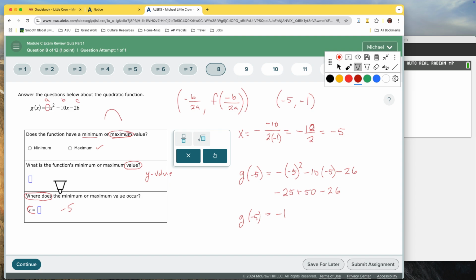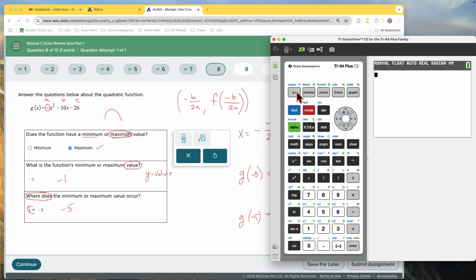So we could put that in here. I'm going to go ahead and enter these. It is a maximum. -1 goes in here. We don't have to have the y equals, and then a -5 goes in here. However, I always like to verify, so we're going to come and graph it.